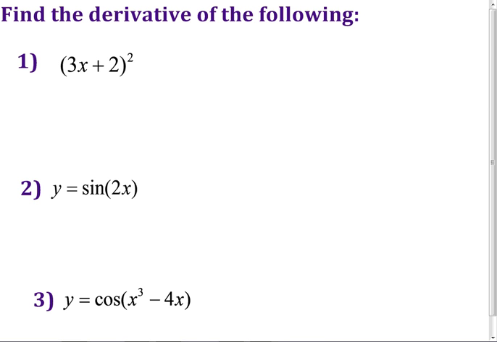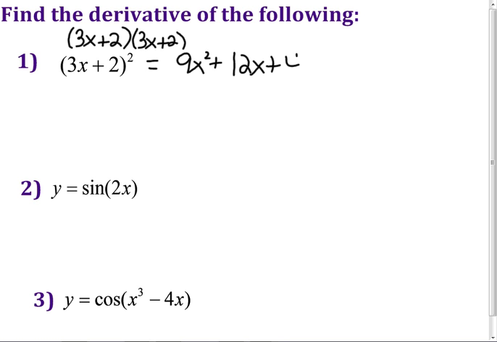Because what is this equal to? You know how to multiply that out, right? 3x plus 2 times 3x plus 2. 9x squared. But I have 6 twice, so it's 12x plus 4.